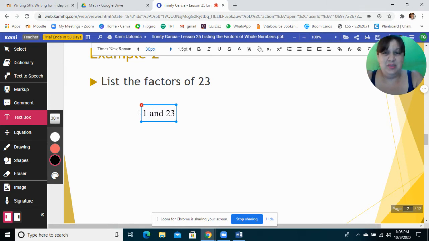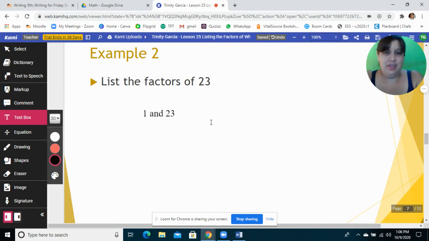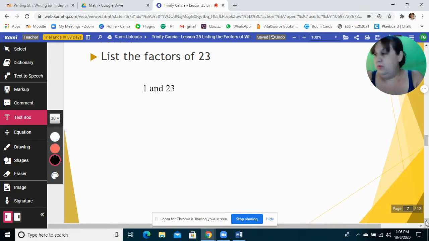1 and 23. Those are the only ones. There's only 2. 1 can go into 23, 23 times. And 23 can go into 23 1 time. That's it. Anything else is going to give us a remainder. All right. There we go.